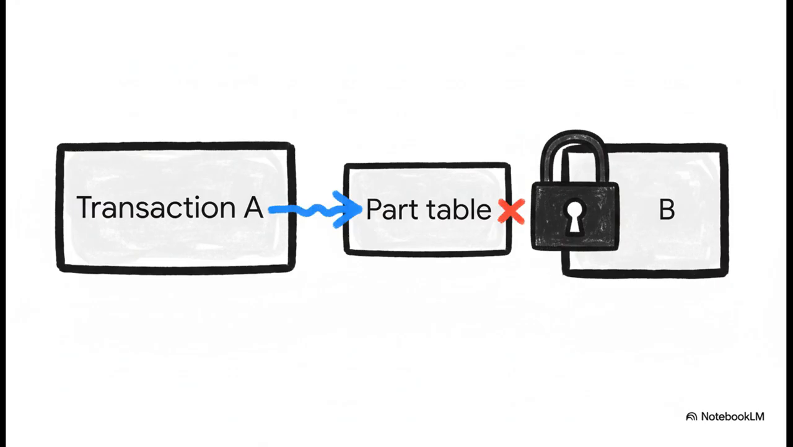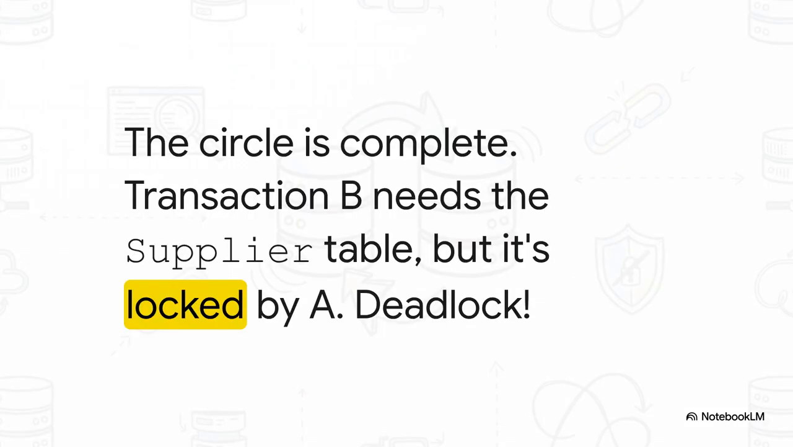And here's where it all goes wrong. Transaction A, still holding that lock on the supplier table, now says, okay, next I need the part table. But it can't get it. Why? Because transaction B has it locked. So transaction A just sits there and waits. And for the final, fatal piece of the puzzle, transaction B, still happily holding its lock on the part table, now tries to get the supplier table. But who has that? Transaction A. Boom. That's it. That is the deadly embrace. We've got a perfect circle. A is waiting for B, and B is waiting for A. Left to their own devices, they will wait forever.